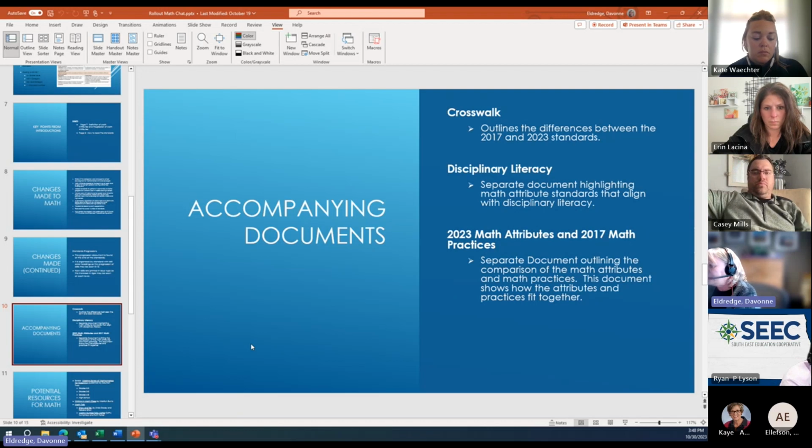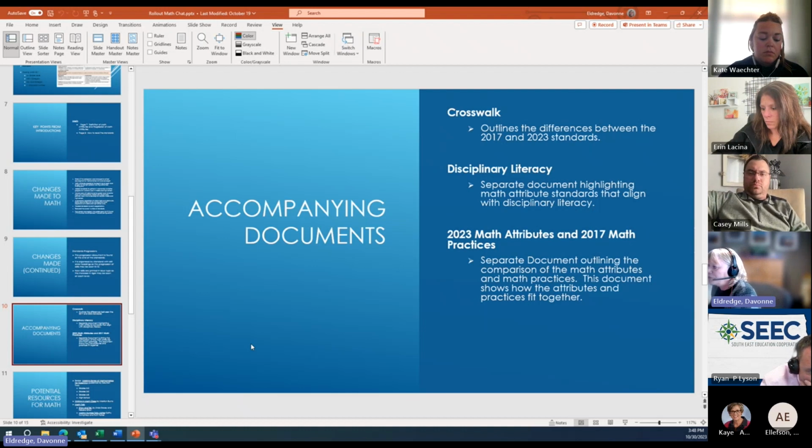In the 2017 standards, disciplinary literacy was not included in these, and it was in the ELA, but we wanted to make it easier for people to understand what could be done to help meet that goal of implementing disciplinary literacy within math. And so a separate document was created that highlights the math attribute standards that align with disciplinary literacy. And it also outlines some of the things that could be done that would help lead to that disciplinary literacy.